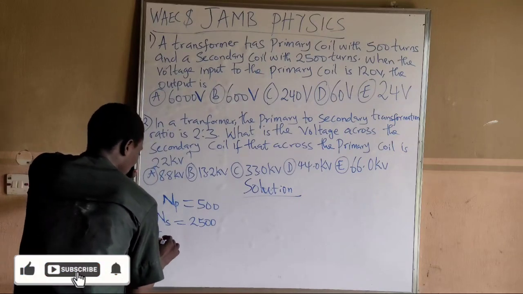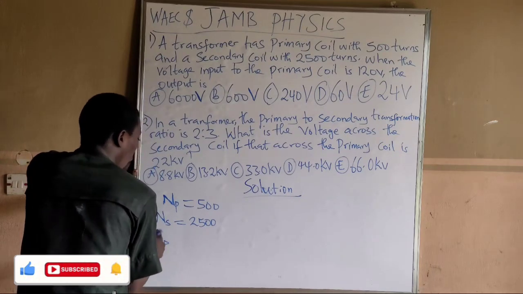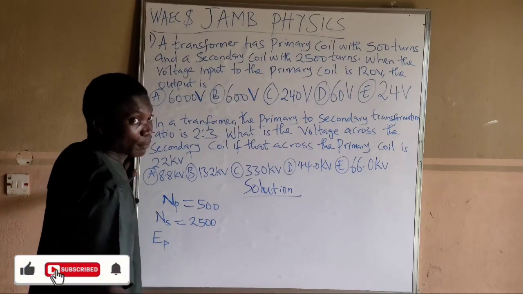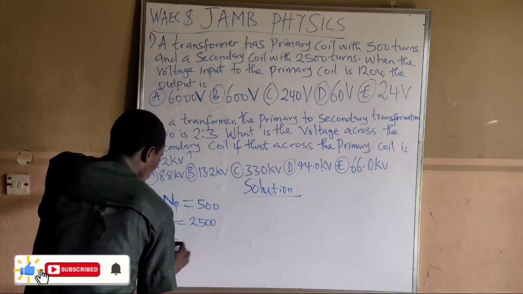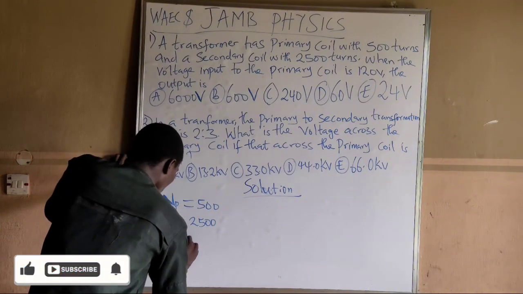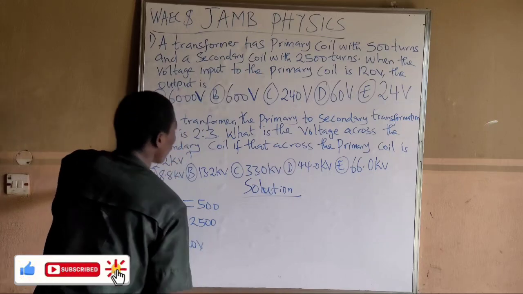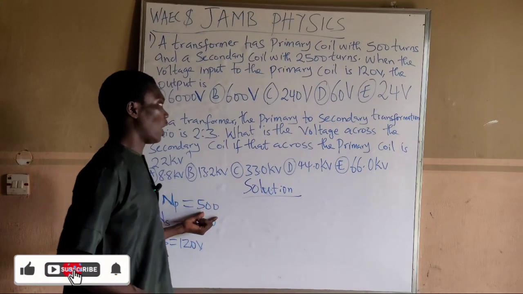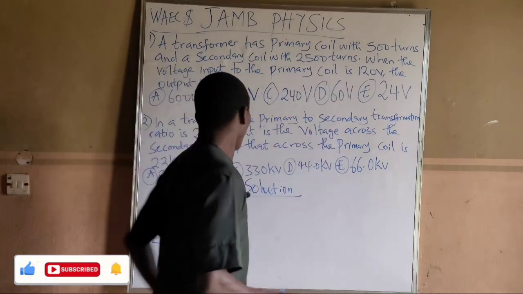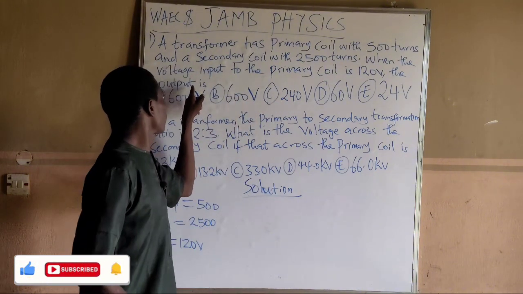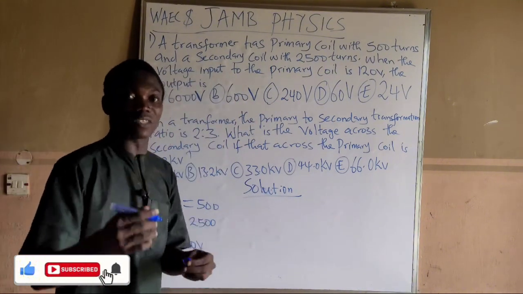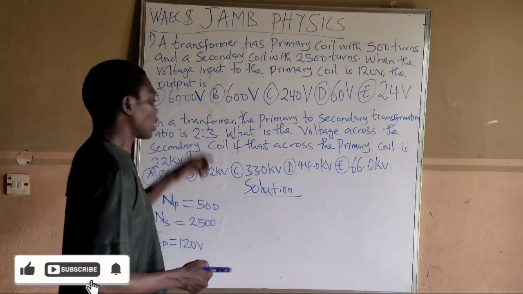EP or VP. VP means voltage at the primary coil. So let me just take EP equals 120 volts. These numbers of turns don't have units. So we are asked to calculate the output voltage, that is the voltage at the secondary coil.